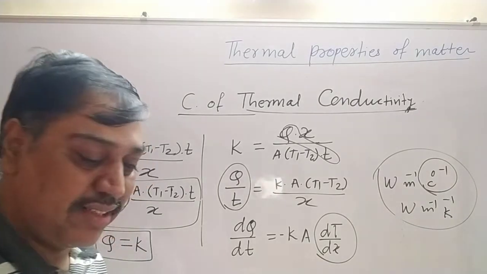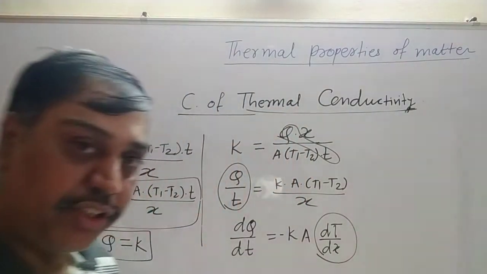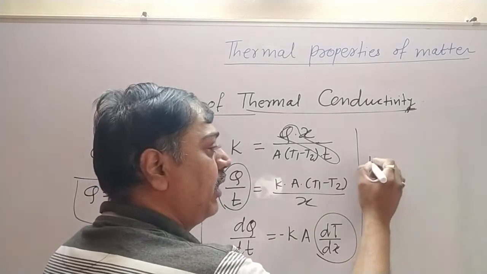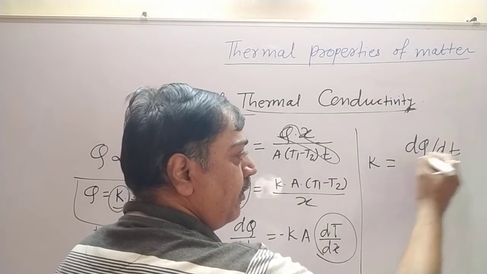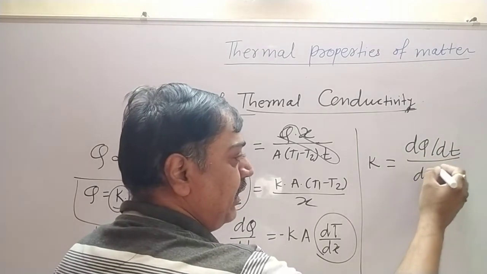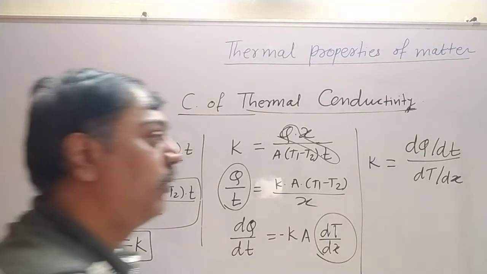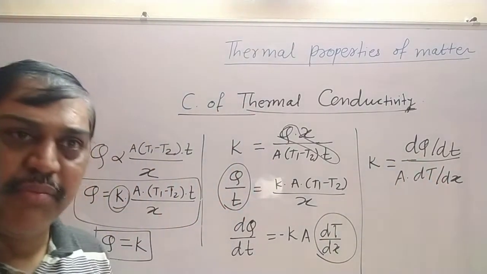What does it mean? I will simply draw it here. From this equation they have found the value of K. So how do we get the value of K? In magnitude, K equals dq by dt divided by dT by dx into area. This minus sign we have skipped for the sake of understanding.